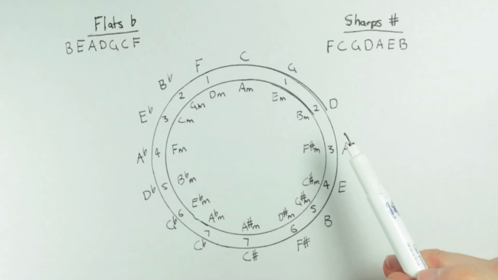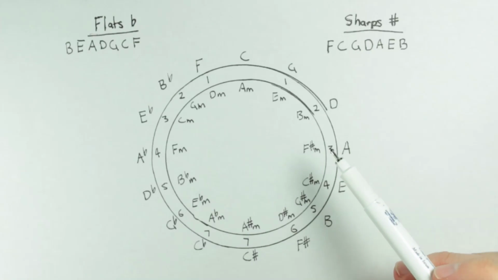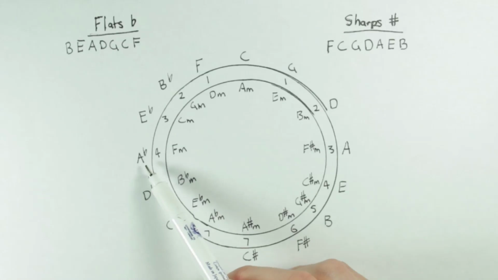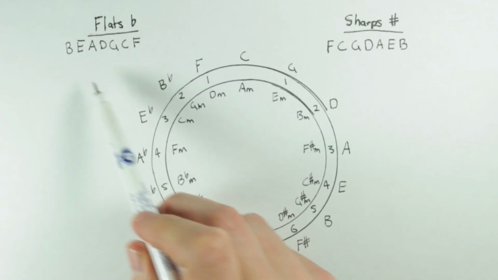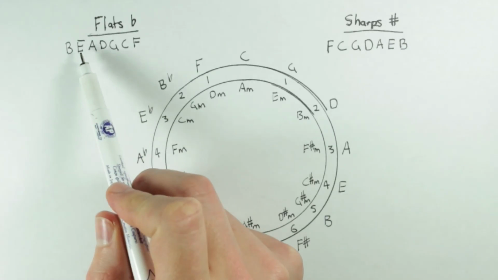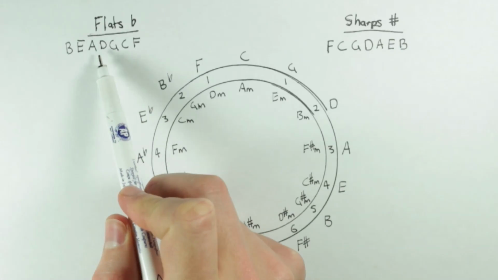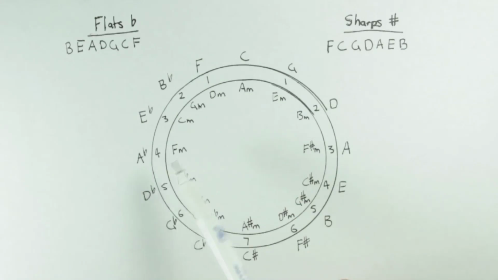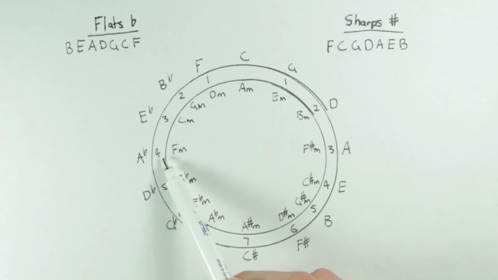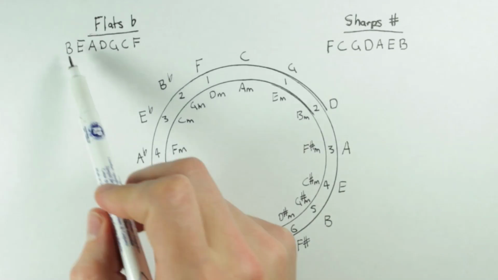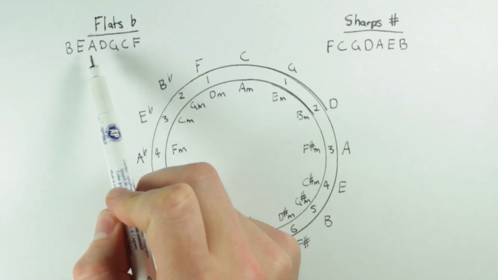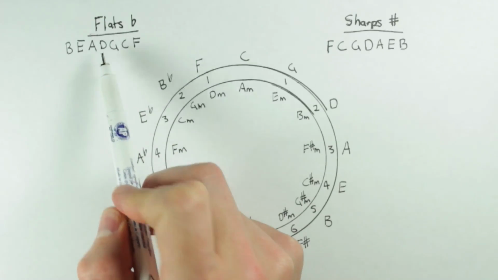So from this we can tell that, for example, A flat major has 4 flats, B, E, A and D, and the relative minor of A flat major is F minor, and that also has 4 flats, B, E, A and D.